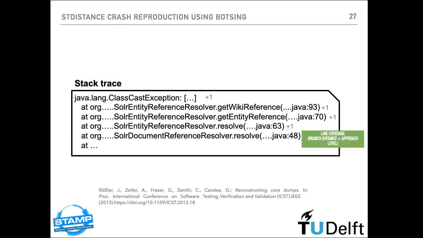It first measures the line coverage to the outmost frame using these two heuristics. After covering the first frame, it repeats the same procedure for the next frame. It covers all of the frames using approach level and branch distance one by one. And after covering all of the frames, it checks if the thrown exception is the same as the given one.